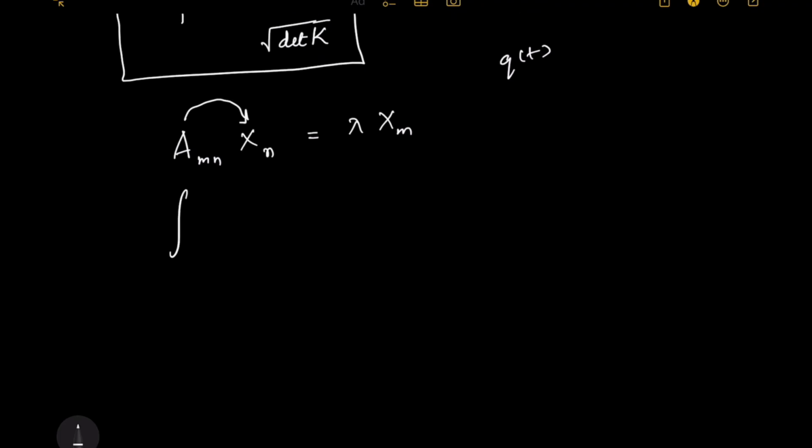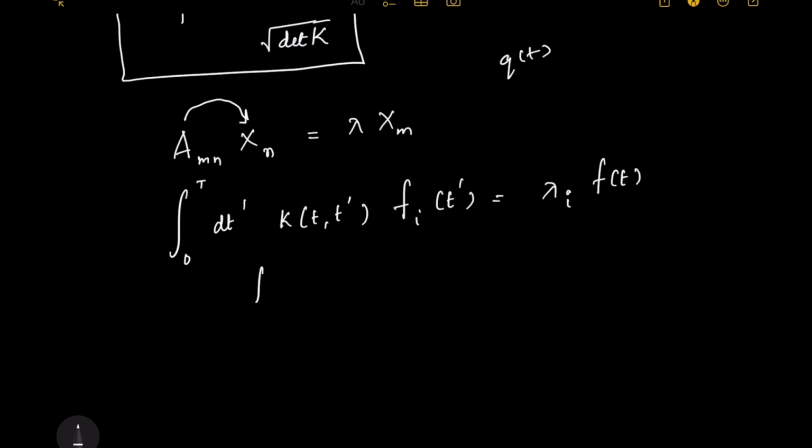So the analog of this I can write as the integral from 0 to T dt prime K(t, t') f(t'). This is our matrix, and this is the eigenfunction. Then I'll get the eigenvalue multiplied by the eigenfunction. So this is the eigenvalue equation, and it should satisfy the boundary condition f of 0 equals f of T equals 0.